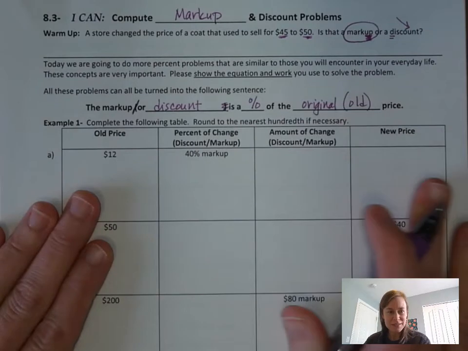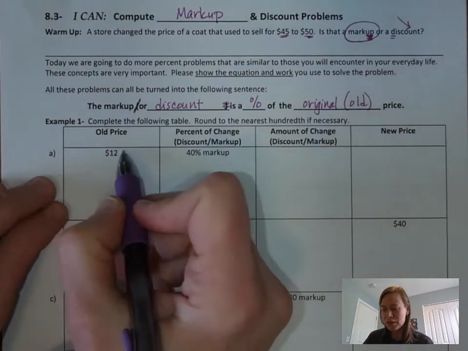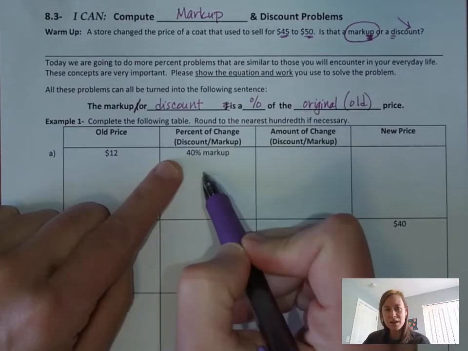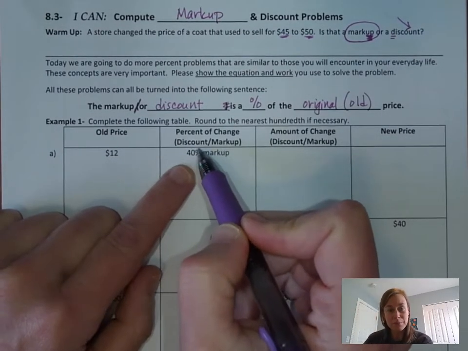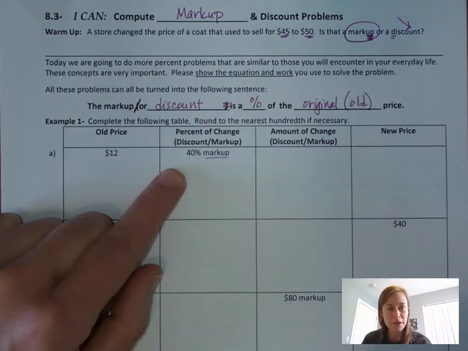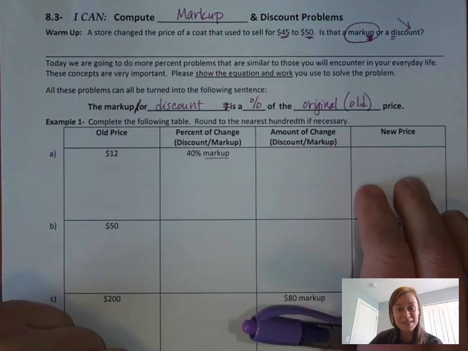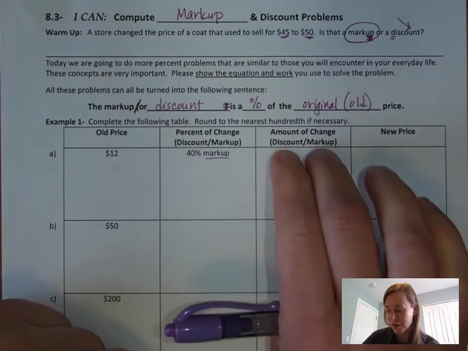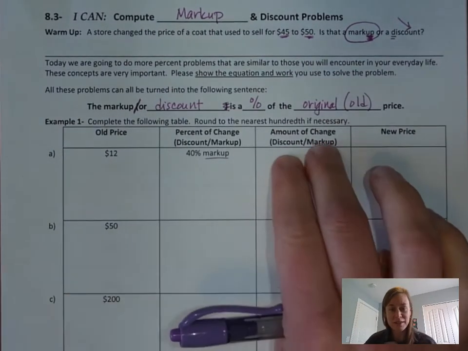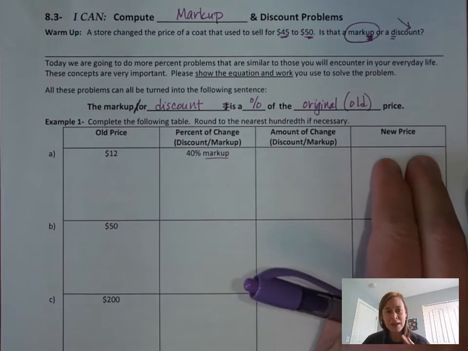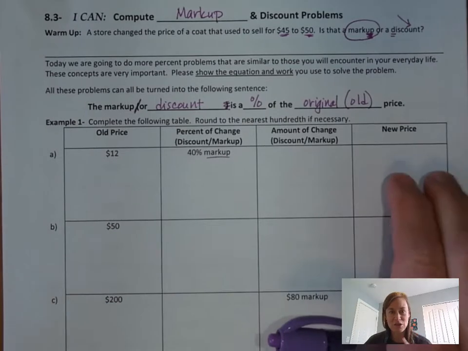All right, so we have kind of a table here. So here we've got an old price, and here we have a percentage. Now in this column, it might be markup or it might be a discount. In this case, it's a markup, you can see. And so we need to fill in that blank, the missing pieces of information. So we need to figure out the amount it changed. So that will be the amount in terms of dollars and cents. And then we'll either add or subtract it to the old price to get the new price.